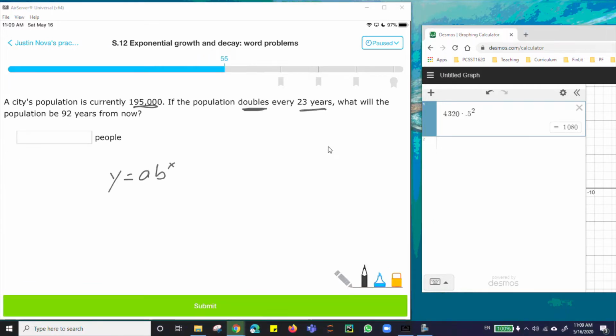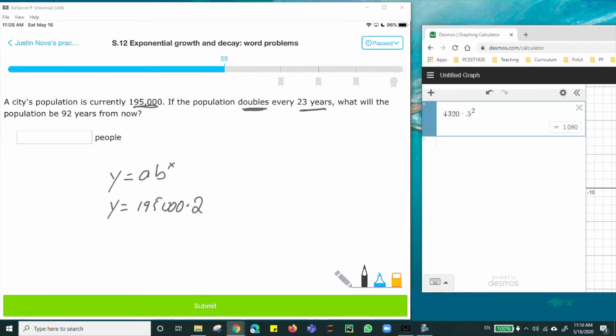So first, for this problem, I need to know the exponential model, which is y is equal to a times b to the x. A is the initial value, b is the increase or decrease I have, x is the number of times that repeats. So when I look at this problem, a city population is currently 195,000. That is my current number, which is a. So y is equal to 195,000. And then it says double. Double means that's how many times it repeats, okay, growth or decay. So I'm going to put 2 over here, multiply by 2.